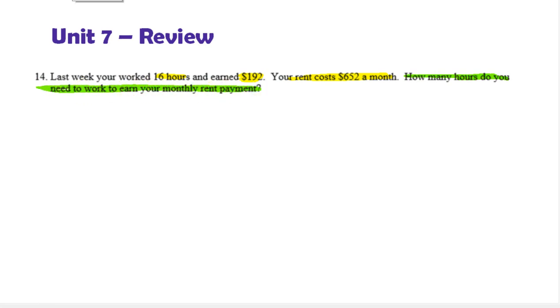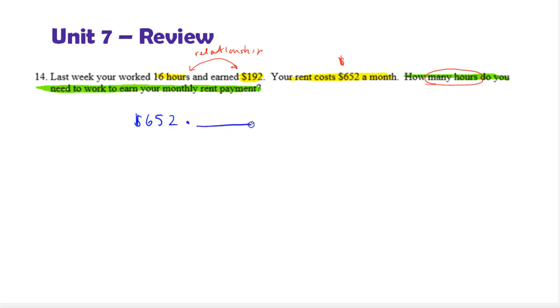Okay. So let's look at this. Notice this is our relationship that we know between hours and how much money you make. Now here we're given an amount of money that you want to make. You need $652 a month for your rent payment. And we want to find the hours. So we're given another dollar amount and we want to find hours. So start with the amount you're given, $652.